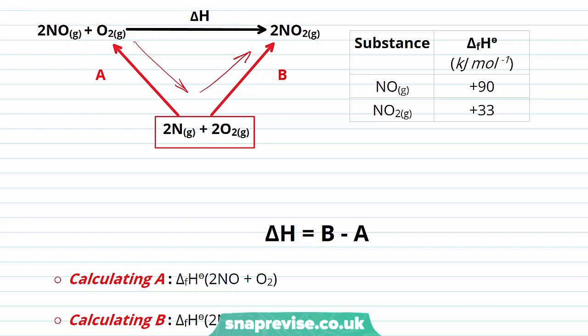Well, let's start by looking at A. We have 2 moles of nitrogen monoxide being formed, so that'll be 2 times 90, giving us 180 kilojoules per mole. Now, the enthalpy change of formation of an element will be 0, as we would just be forming an element from the element. If we look at the enthalpy change of formation of nitrogen dioxide, that's going to be 2 times 33, to give us a total of 66 kilojoules per mole.